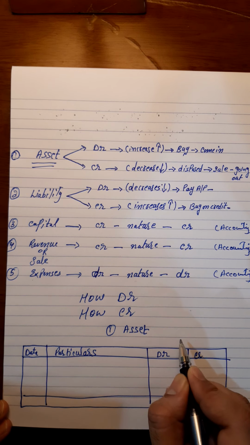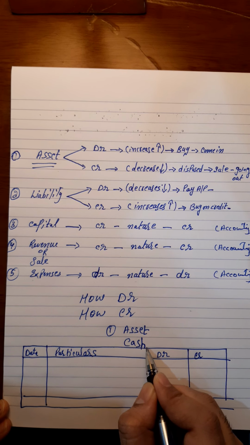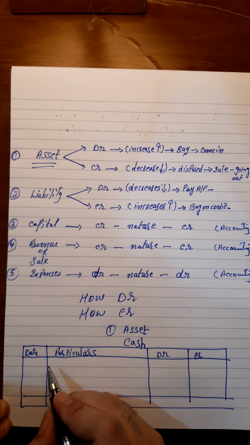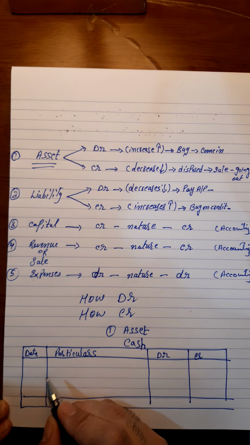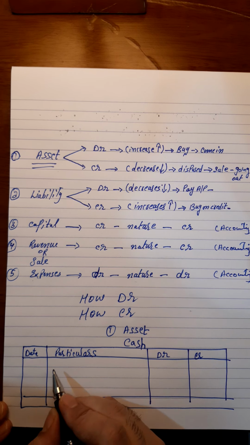We are doing asset. So cash is our asset. This is the cash ledger. Cash is our asset. This is the cash ledger. Okay, now we make the entry for our cash.